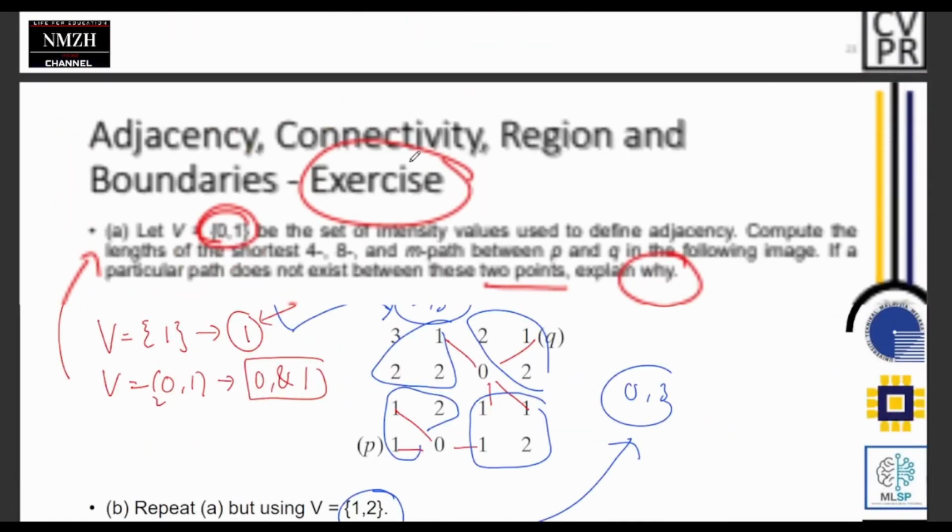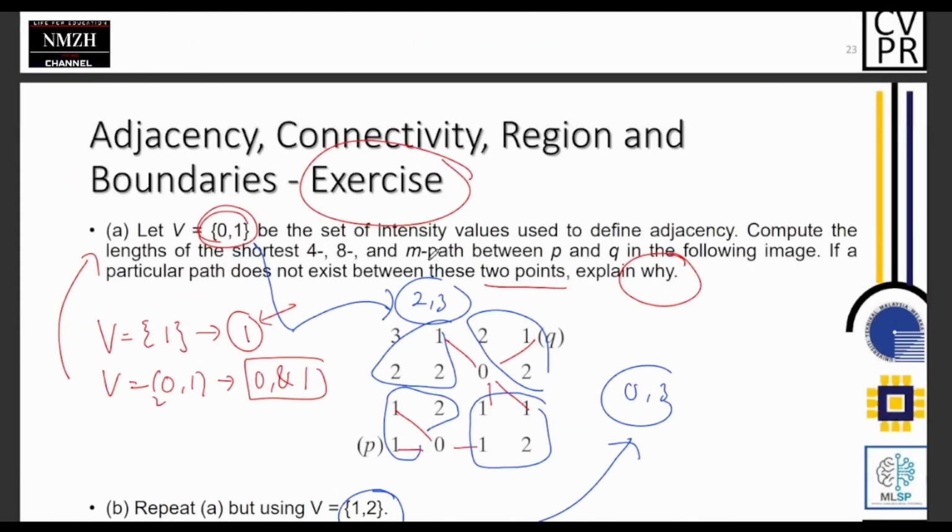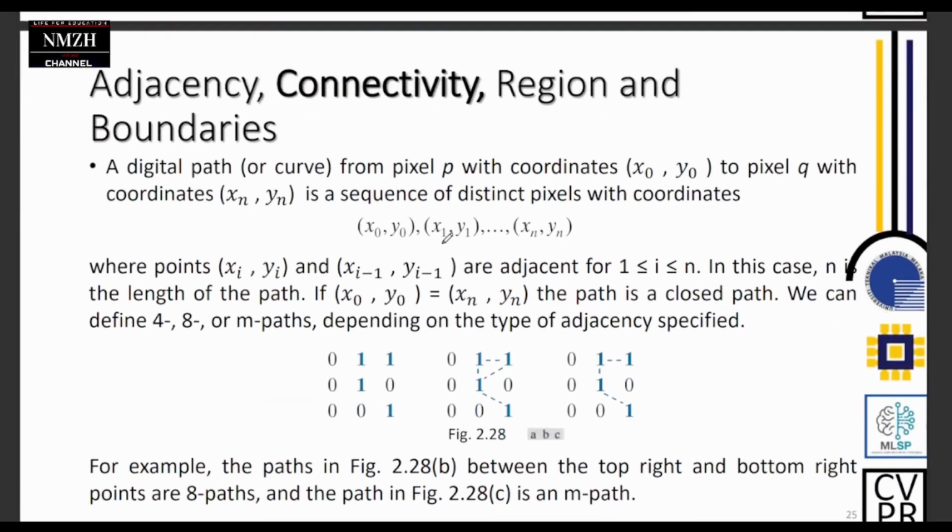Here we might see this path, guys. Basically this path is in this particular slide: a digital path or curve from P to Q, for example, is a sequence of distinct pixels with coordinates, so meaning this goes to here and this goes to that, where xi and xi minus 1 are adjacent in N. So this will be the normal statement.